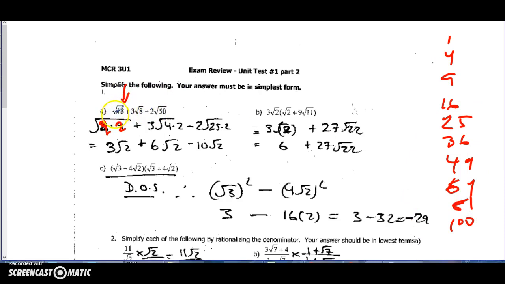So for example, there's 18. 18 is divisible by 9, so I have 9 and 2. So when I have root 9 times 2, all under the root sign, that root 9 becomes 3, and then I have root 2 here. Here I have an 8.